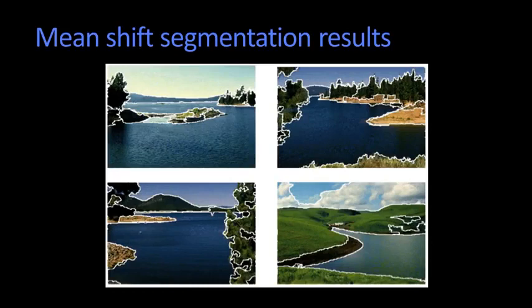Here are some more examples of mean shift segmentation results, and you can see it does a pretty good job. Take a look at this picture down here. All the water is put into one cluster there. This foliage is broken out nicely, the islands, etc. So if you've got the right feature space, it does a pretty good job of finding the clusters.